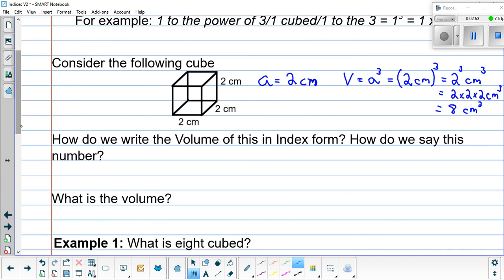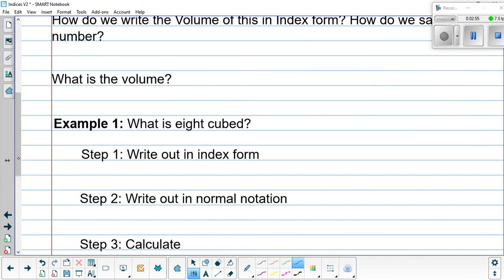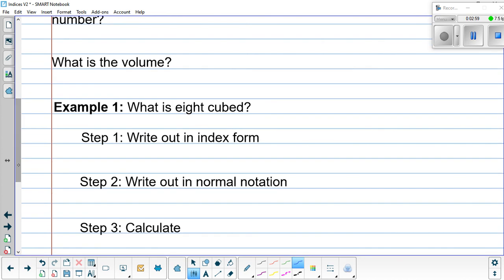Let's get on to some examples. What is 8 cubed? If it's ever in words, let's write it out in index form. So 8, with the little 3. Now we want to write it out in normal notation so we can get some working. I always work with the first 2 terms, like brackets. So I get 64, and then I'm going to times that by 8.